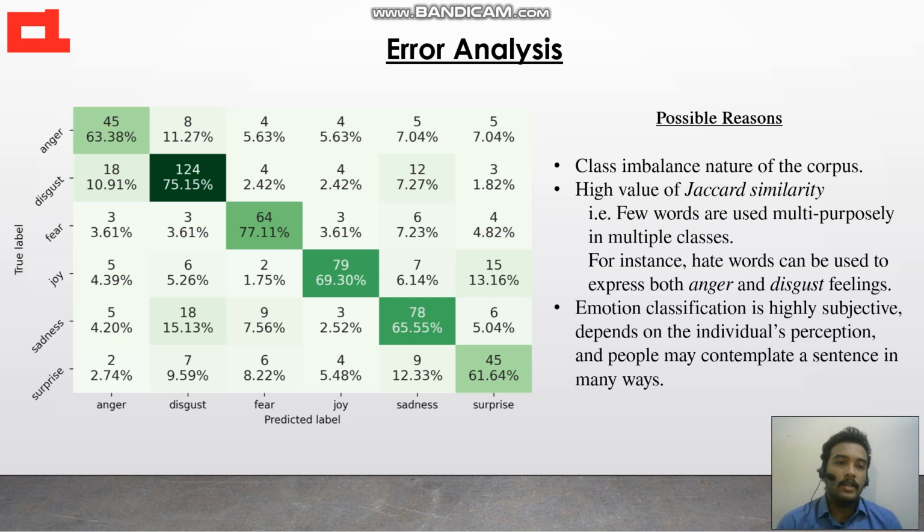Few words are used multipurposely in multiple classes. For instance, hate words can be used to express both anger and disgust feelings. Moreover, emotion classification is highly subjective, depends on the individual's perception, and people may contemplate a sentence in many ways. We hope that by developing a balanced dataset with diverse data, incorrect predictions might be reduced to some extent.